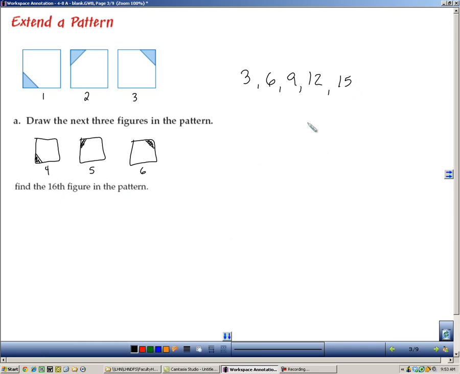Now we're asked to find the 16th one. So if this last one is also going to be the 15th, then we go back to the start. That means this one will be the 16th. So that will be the 16th figure in the pattern. So we sketch that, put a 16.